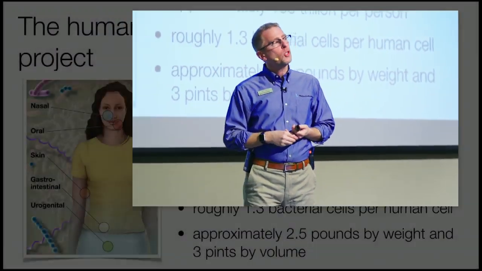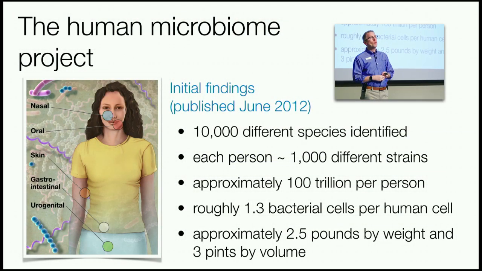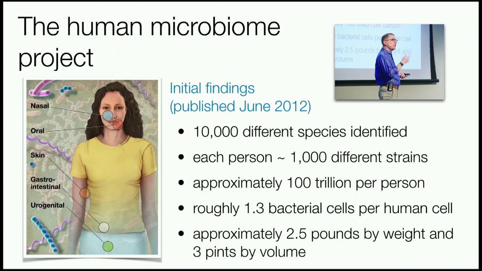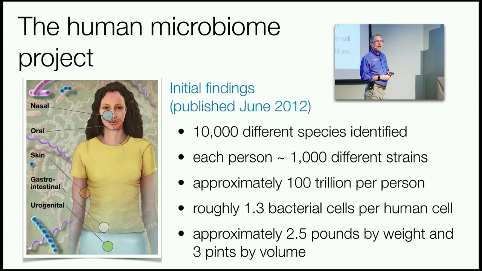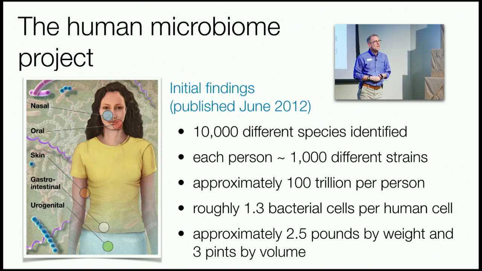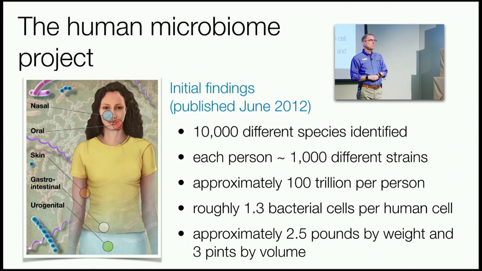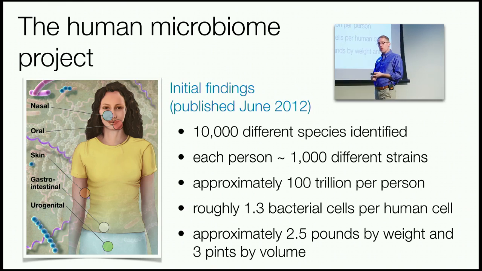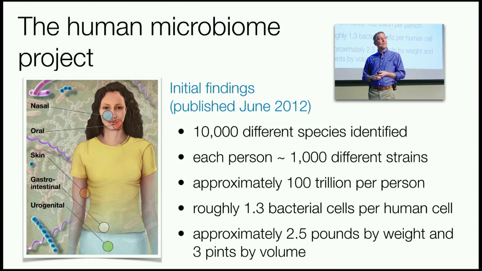The first set of papers were published in 2012, and that really was what first started capturing the public and science writers' understanding of this new science, how genomics could give us a glimpse of what's in the microbiome. 10,000 different species of bacteria were identified in the Human Microbiome Project. 10,000. That was about 9,000 more species than we had known before this project actually came out. Each person had about 1,000 different strains living in and on their body in the places that these were sampled.